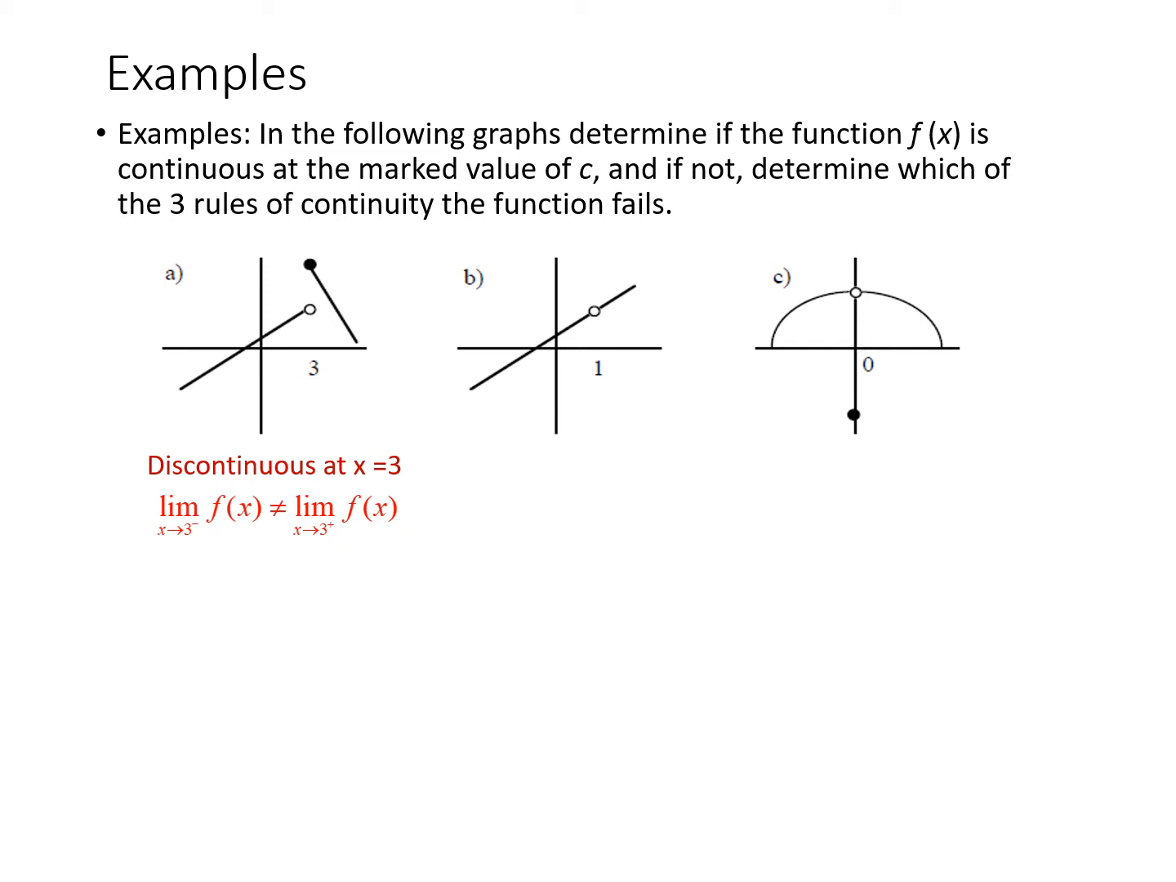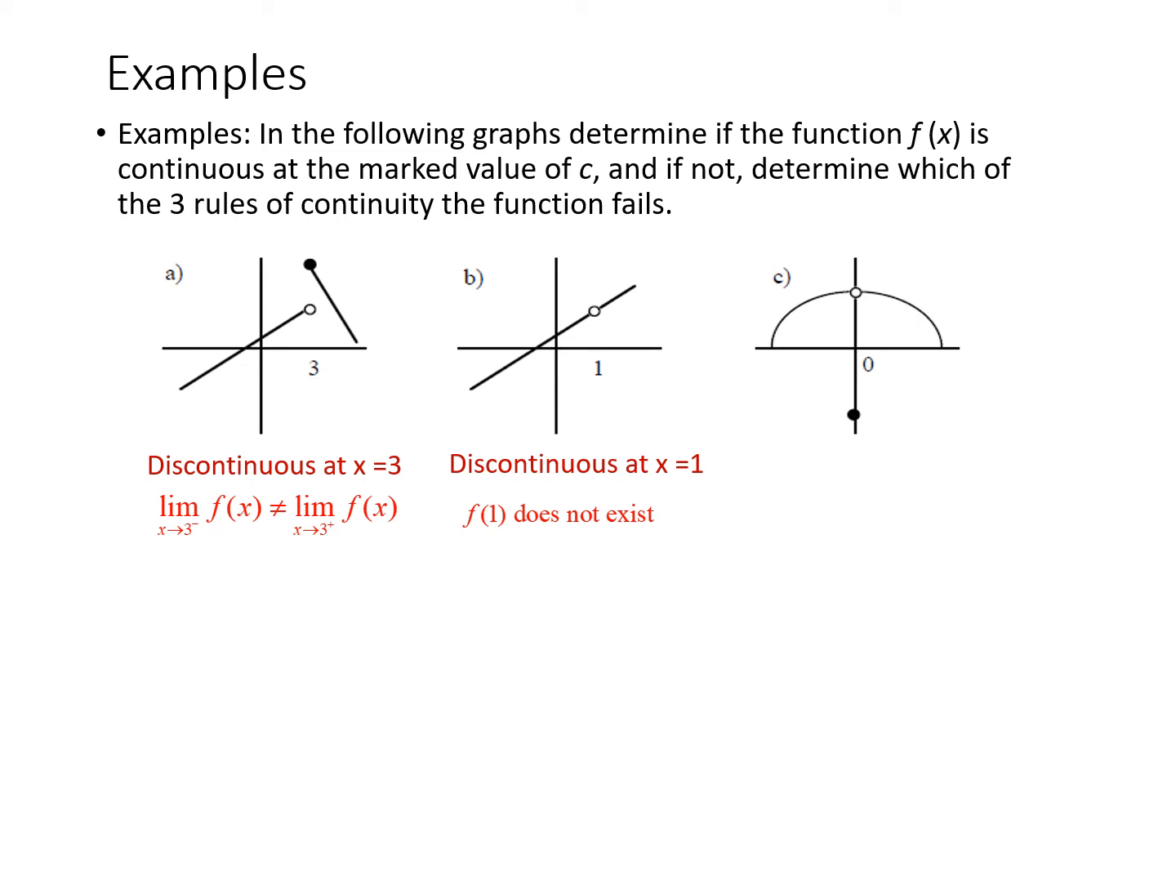B, we have at point 1, or as x equals 1, we have a hole in the graph. So again, the rules of continuity are: does the function exist at 1? Does the limit exist at 1, and are they equal? And this one fails because it's discontinuous at 1. F of 1 does not exist, so it cannot be a continuous function. And the rule property that fails is that the function doesn't exist and have a value at x equals 1.